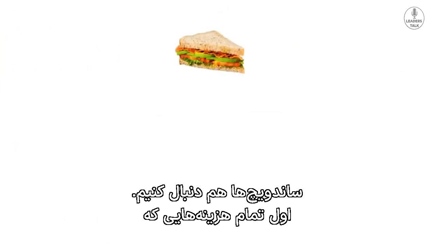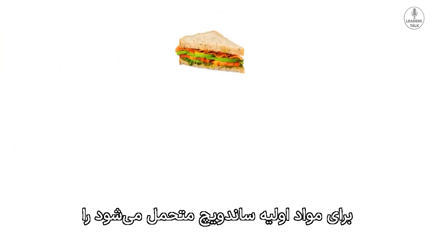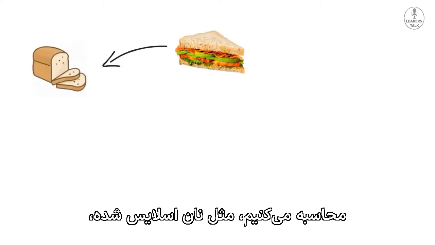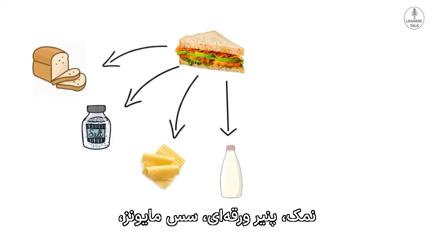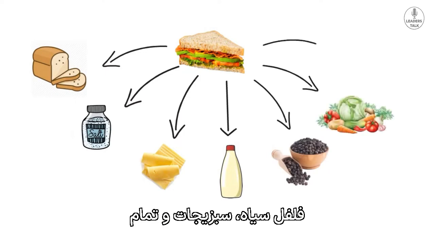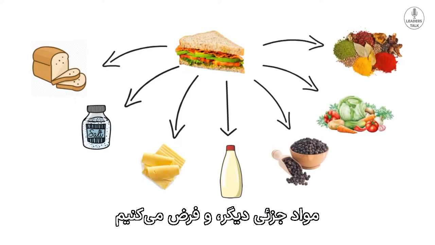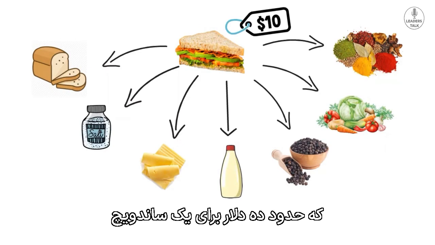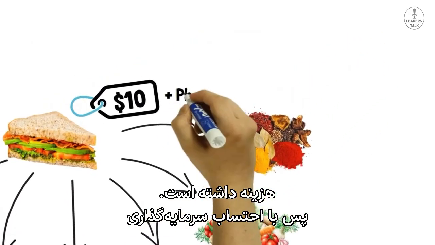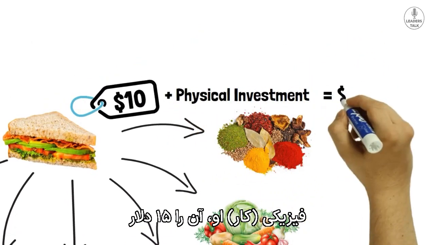And these are the steps that we have to follow for the sandwich as well. First, calculate all the expenses which he spent to buy the raw materials of the sandwich, like bread slices, salt, cheese slices, mayonnaise sauce, black pepper, vegetables, and all small ingredients, and assume that it cost him around $10 for one sandwich. After including his physical investment, we will calculate it as $15.